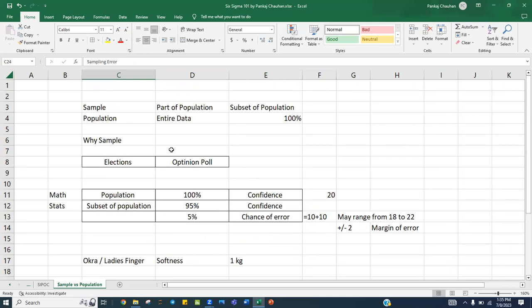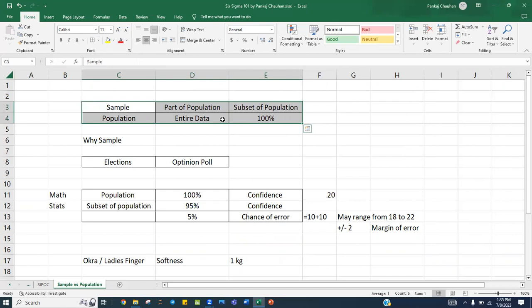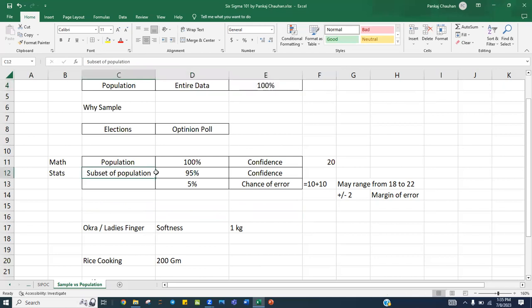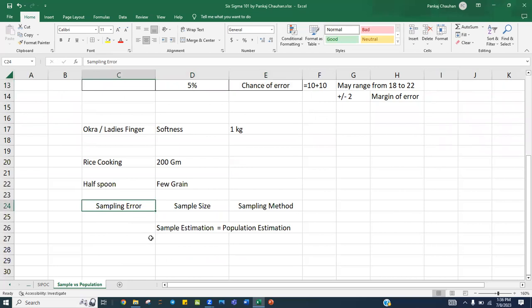Sample means it's a subset of the population, or a part of the population, which will represent your population. Population is your entire set of data. Sample always works at a 95% confidence level. There is a 5% chance of error that the sample estimation may not be equal to the population estimation, and that's where the sampling error will come. And to avoid the sampling error, we should be taking the right sample size with the right sampling method.